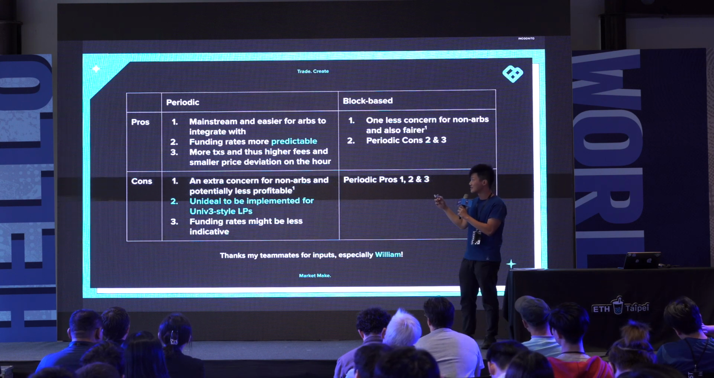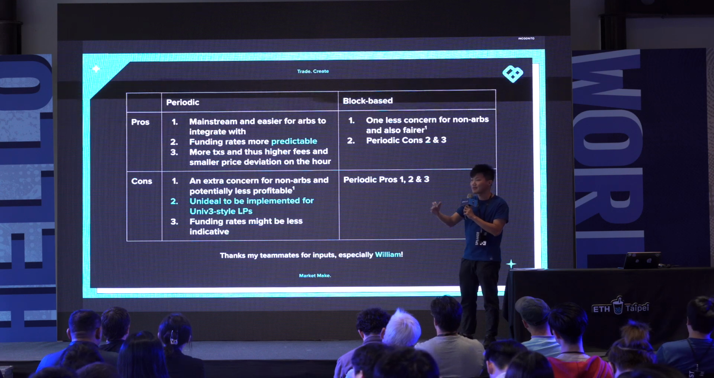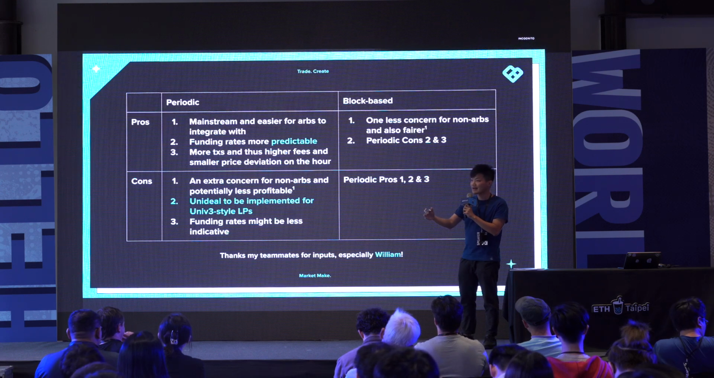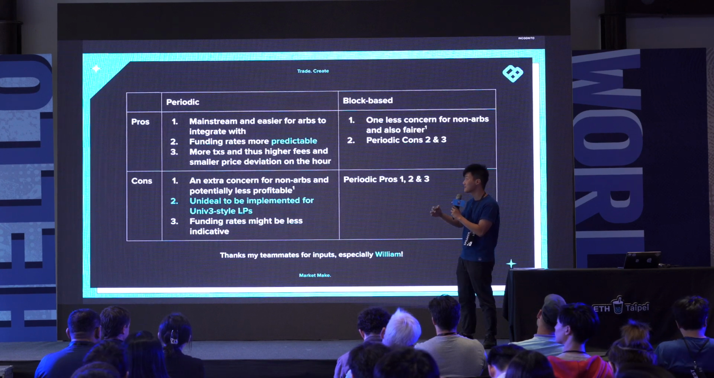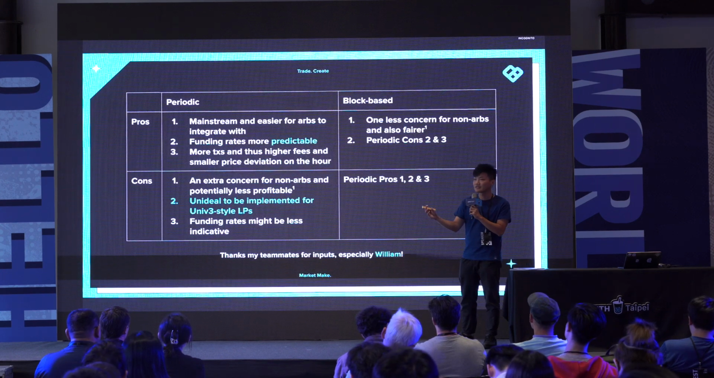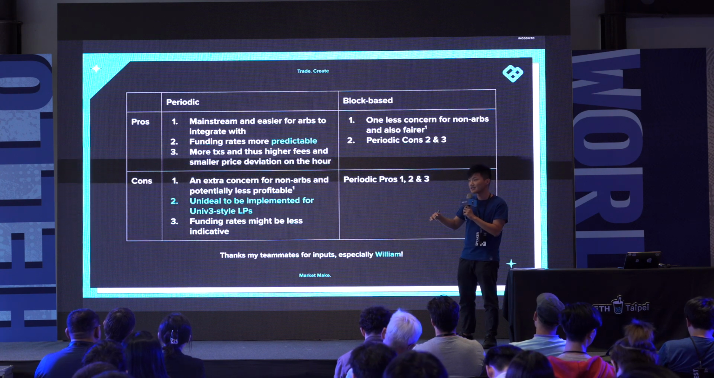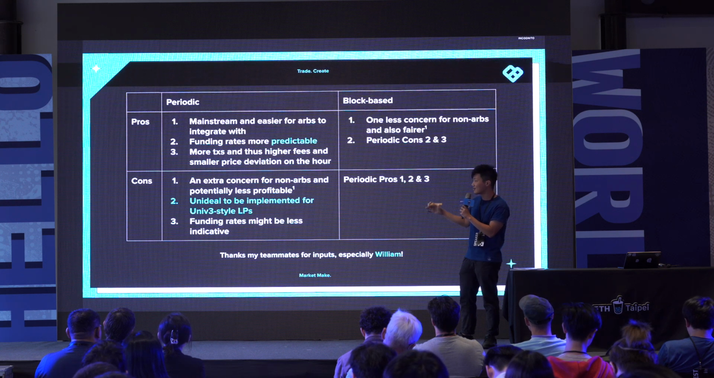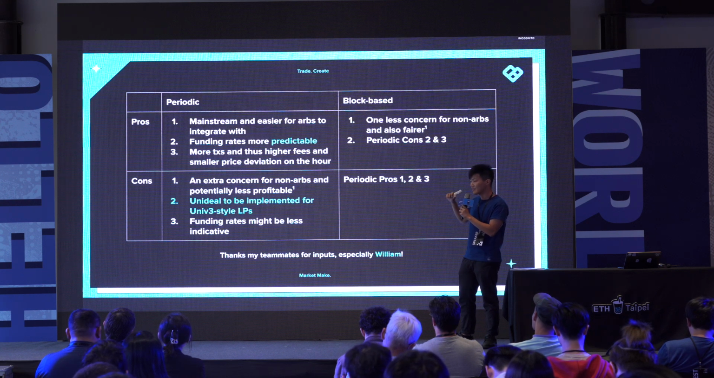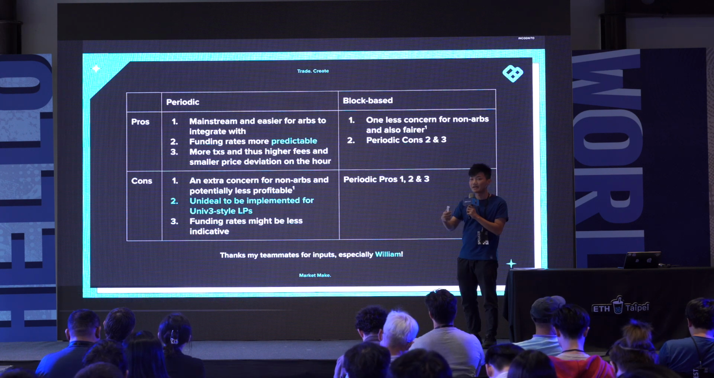The third point is that since most transactions are going to happen on the hour, we can expect definitely more transactions happening on the hour, and thus higher transaction fees and also smaller price deviation between the contract price and the index price. But we can only guarantee this on the hour, and there's no guarantee throughout the entire funding interval. For example, on Binance, that would be 8 hours.